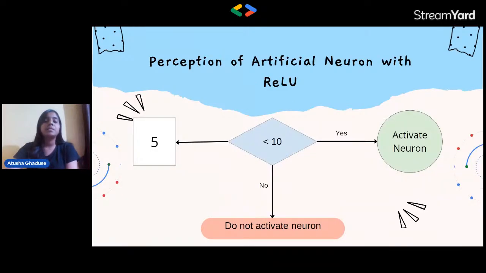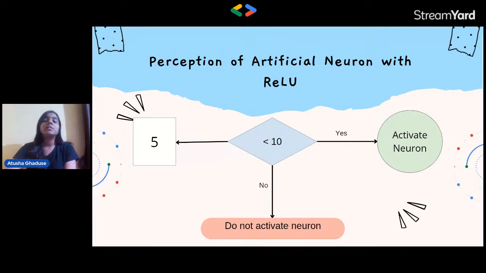Next, the number 5 is the input to this neuron. As you can see, the neuron's activation function has learned to check if a number is less than 10. This input passes the test and so the neuron is activated. This is one of the simplest forms of a neural network. It's effectively the same as linear regression or fitting a line to data.